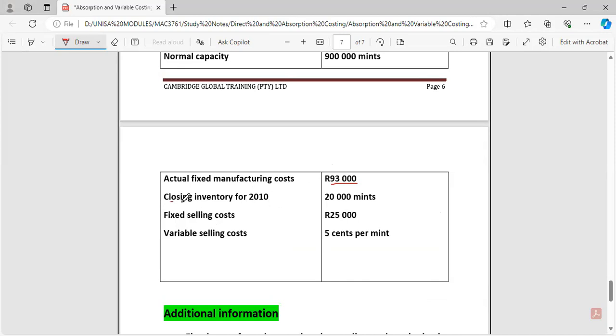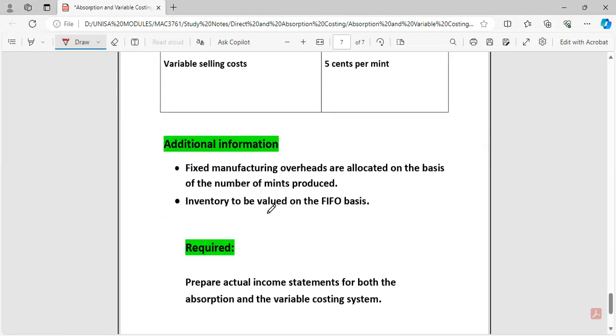Then we have a closing inventory for 2020. As long as we are going to have a closing inventory, it means we are going to have different profit figures because of the different valuation of the closing inventory. Right, then additional information says fixed manufacturing overheads are allocated on the basis. This is one of the most important parts when you are doing your absorption costing.